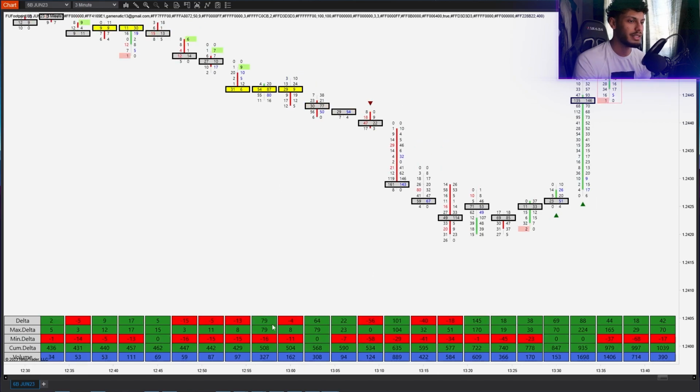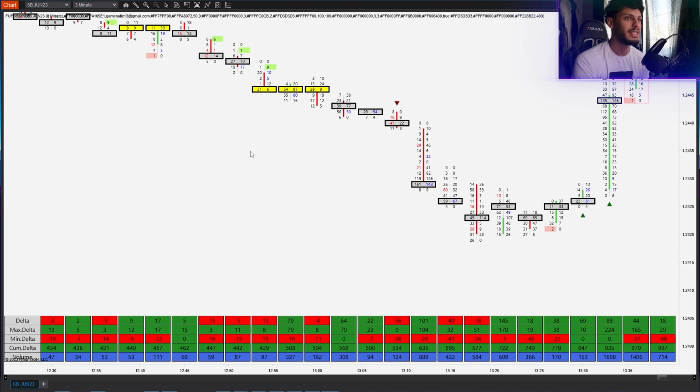I see a delta of -4, and this is the candle. Then I see a delta of 64, and this is the candle. And then I see 22, and this is the candle. Okay, and then I see -56, and this is the candle. When I take a look at the delta and I take a look at the price action, law of effort and result.